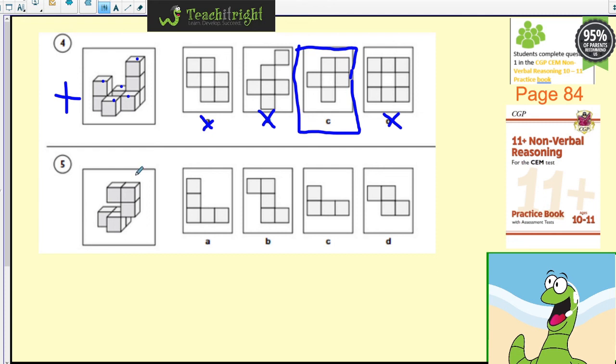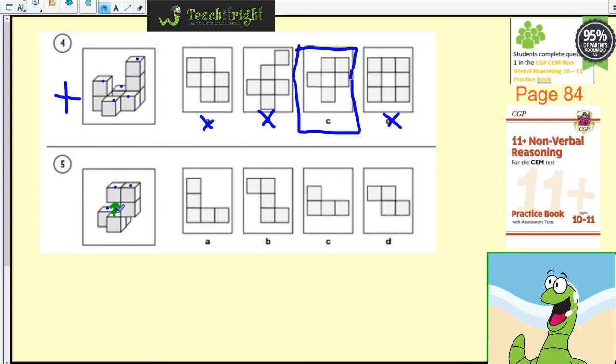Now, looking at this one here, a bit of a tricksy one, number 5. We've got 1, 2, 3, and 4. This space here, though, I think would be in shadow, because look, it's connecting up here and connecting up here. I think these two are in line with each other.